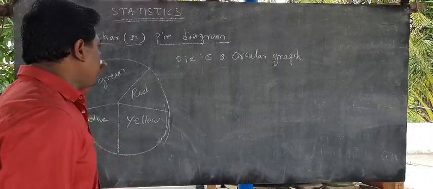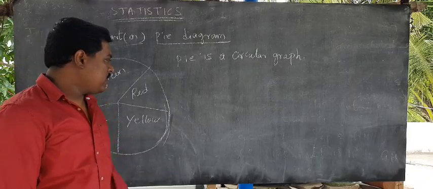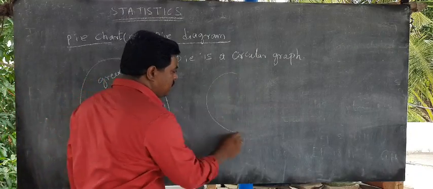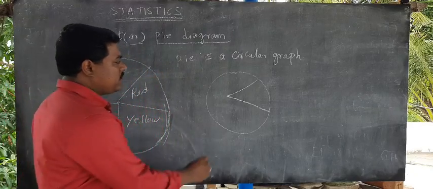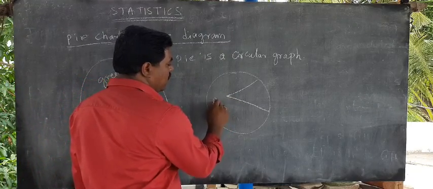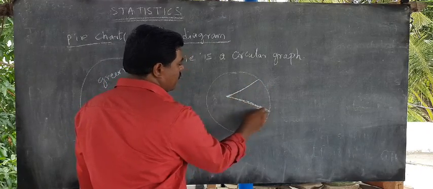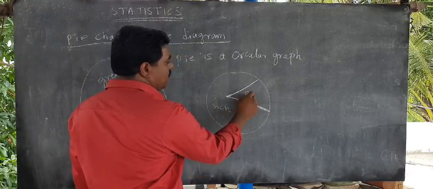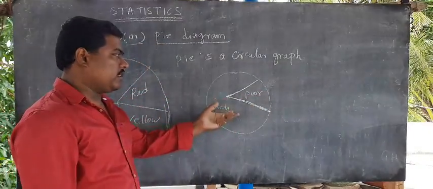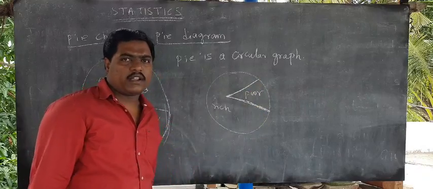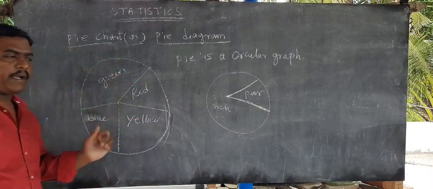So here one more heading: pie chart or pie diagram. This is like a pizza. Like this cut, this is population area, this is rich, this is poor. Rich people, poor people. They are given data, and like that we are cutting. Like this we divide, and this is called a pie chart.